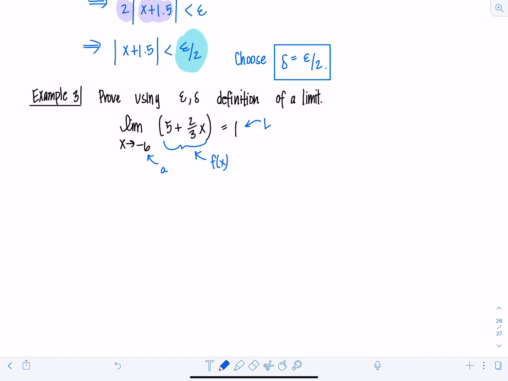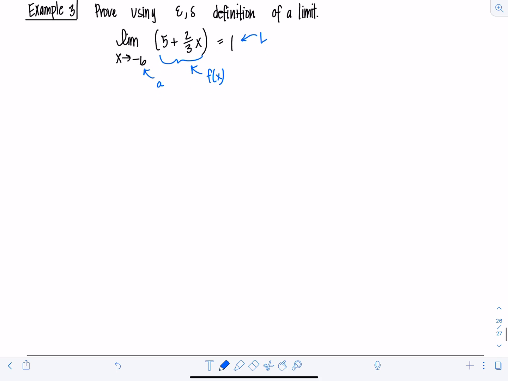Okay, now this example is pretty straightforward, so why don't you take a second, pause the video, look at the previous example and see if you can just copy that rubric, copy that outline, and apply it with this function, this limit, this a. Okay, I'll give you a minute to do that. Okay, how did you do? Let's go through the solution together.